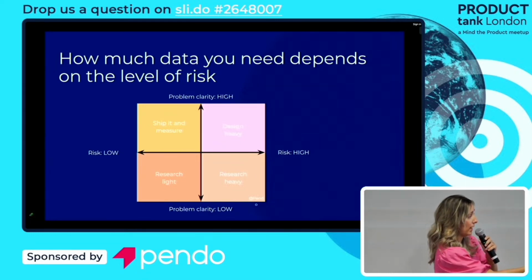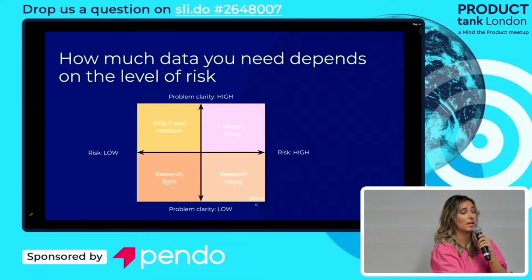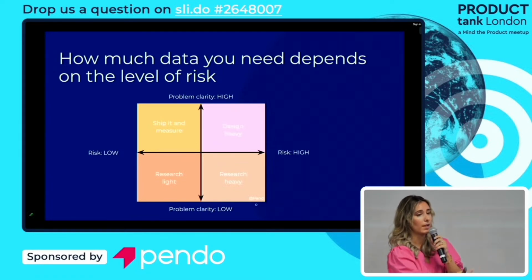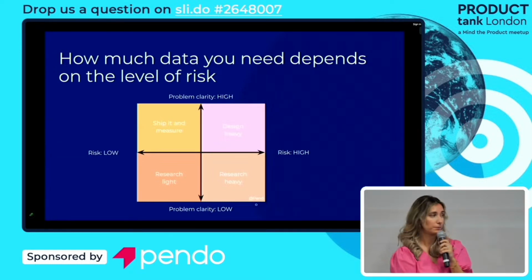But if you have a place where the risk is really high and the clarity is really low, go very research heavy. This should just give you an indication of where we actually are, to make sure that you get those indicators as evidence as early as possible.